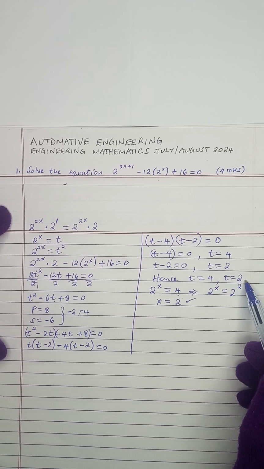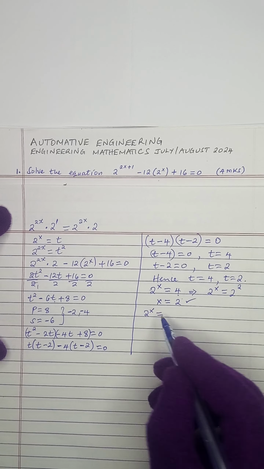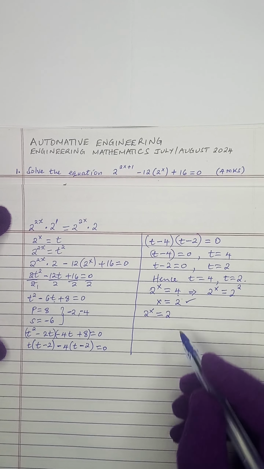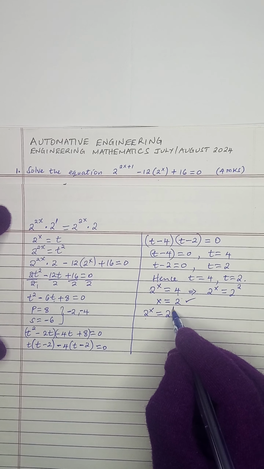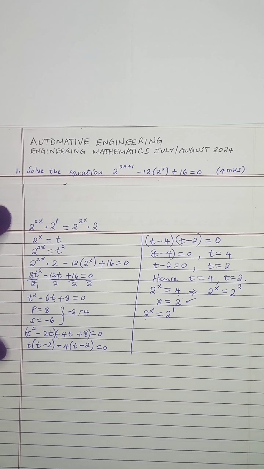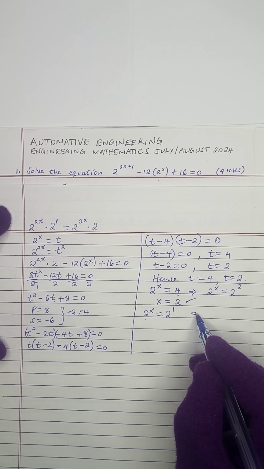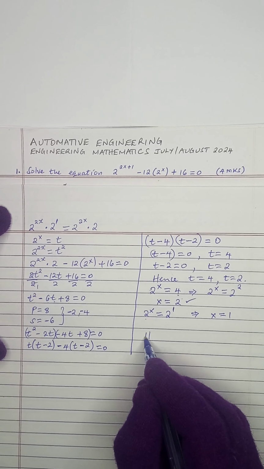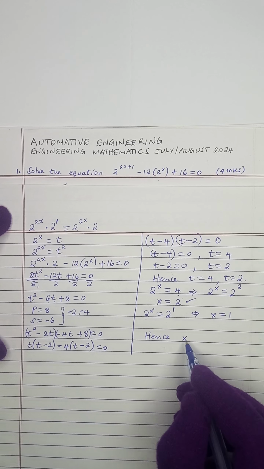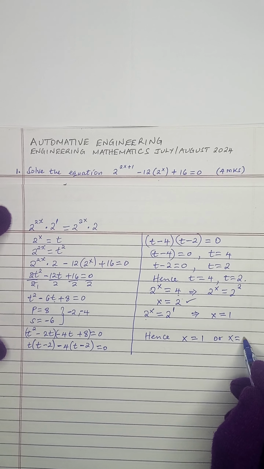Secondly, we also have a second t, so we also substitute there and say 2^x is equal to 2. The bases are the same, so 2 is just the same as 2^1, because 2^1 remains the same number. So if we say 2^x equals 2^1, that will therefore mean that x is equal to 1. So we therefore say our values for x are x is equal to 1 or x is equal to 2.